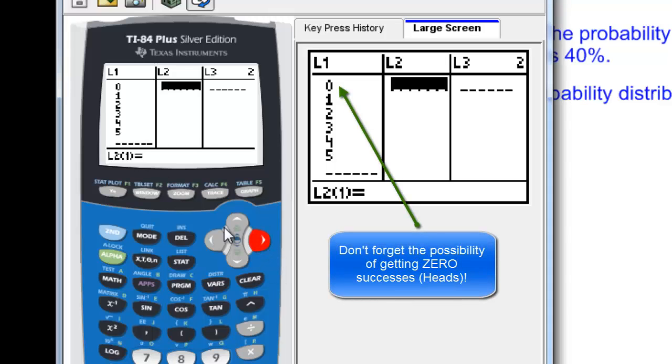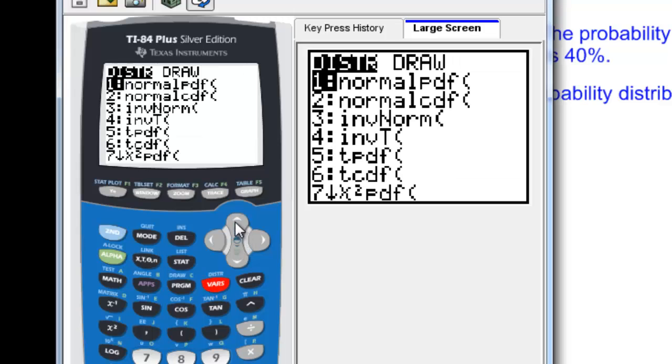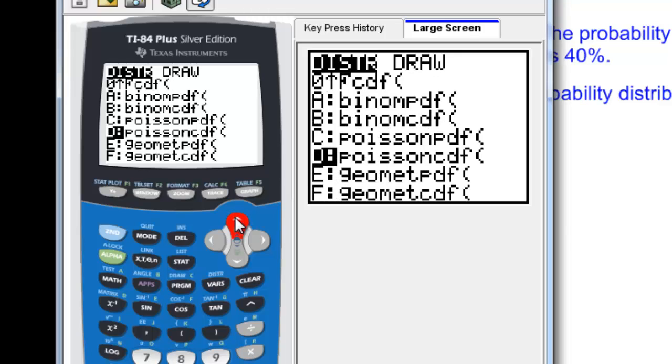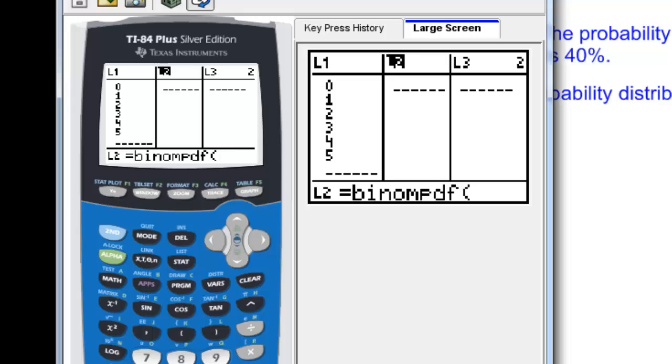Now I'm going to go over to list 2, and go up and highlight the L2 for list 2. You'll see that that opens up a line down here at the bottom of the screen that allows me to input a command. I'm going to input the binomPDF command. So second, distribution, and I know it's command A, so I'm going to go up from the bottom, past it. And I'm going to put in the notation just as before: 5 trials, comma, 0.4 probability of success, comma.